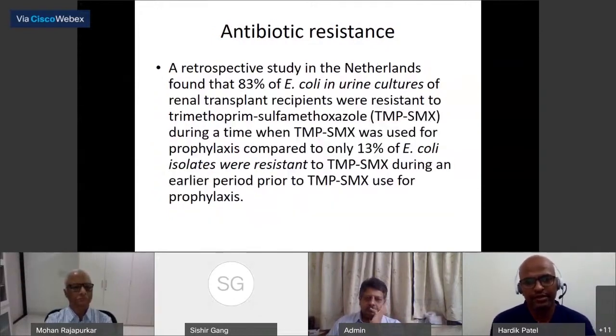Coming to antibiotic resistance, it is now an era of MDR organisms, and the prophylaxis used previously for urinary tract infection is no longer effective. Especially to mention trimethoprim-sulfamethoxazole: in a study from the Netherlands, almost 83% of E. coli in urine cultures were resistant to this commonly used molecule. So now it is no longer a urinary prophylaxis agent; it is used more for PCP.